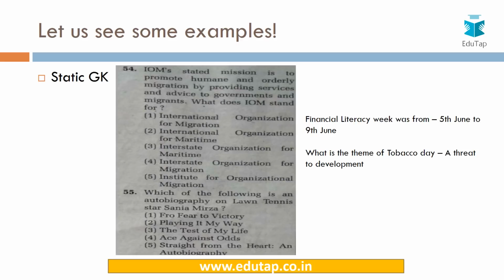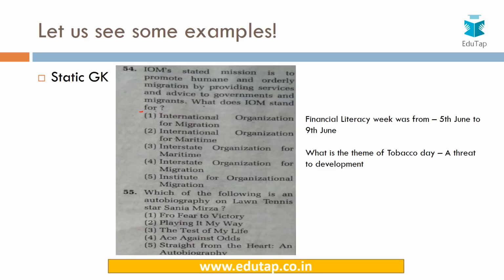Now so far we have had a look at the examples coming in from 3 broad categories. Now we move on to some of the examples of static GK category. So the first question is, IOM's stated mission is to promote humane and orderly migration by providing services and advice to governments and migrants. Now what does IOM stand for? This is basically a simple abbreviation question.